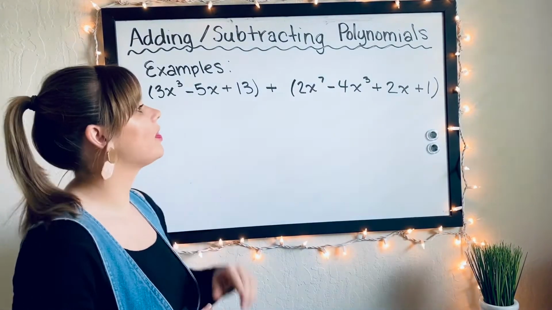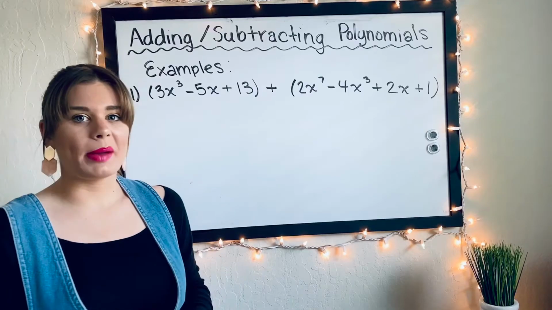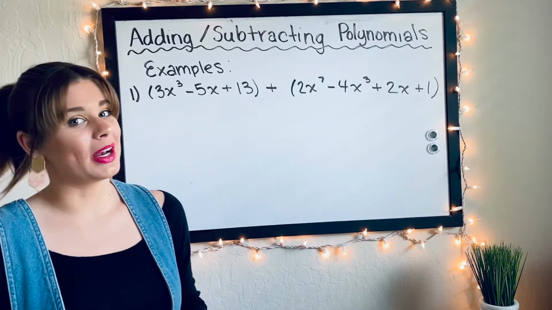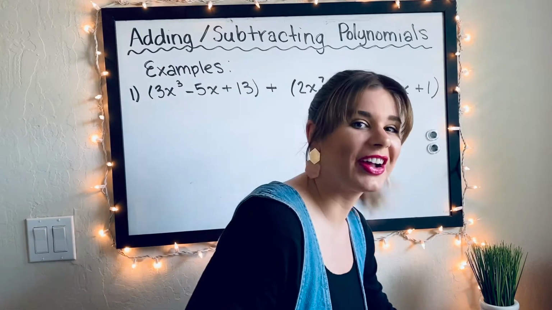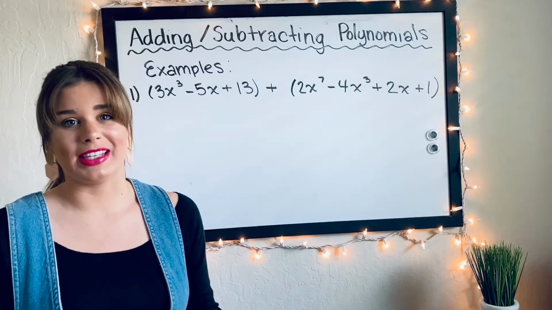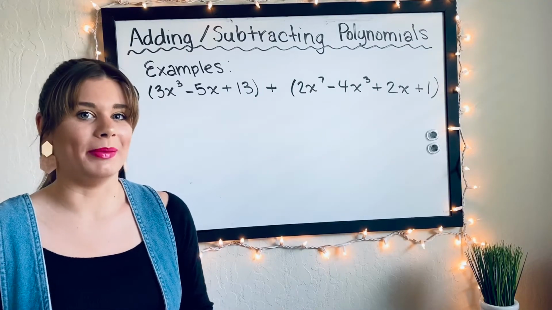Let's take a look at our first example where I have two polynomials and I'm going to add them together. So our first step is to combine like terms. Now, if my students are watching this, they know what I'm about to do. I love color coding things. So I'm going to color code all the terms that are the same and that I can actually combine.